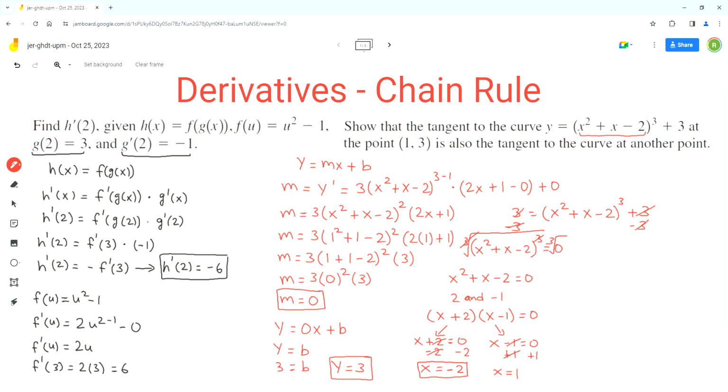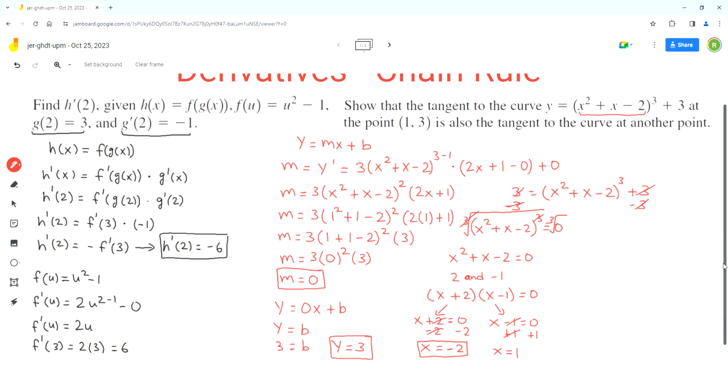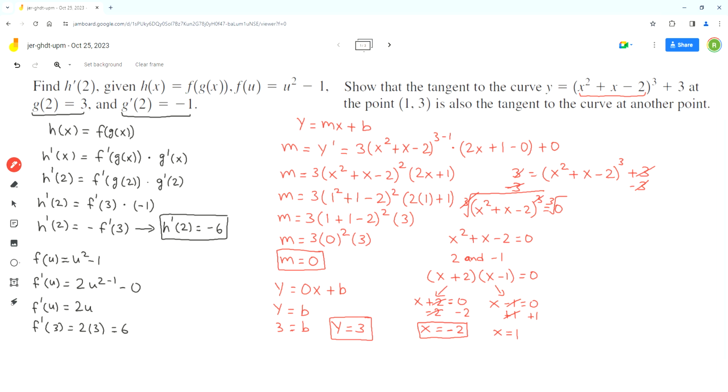So for that, we'll find the slope of the tangent line at x equals negative 2 using the expression for the slope of tangent we got from the derivative of the curve. And that expression was, so I'll write it here. So the expression for slope was m equals 3 times (x squared plus x minus 2) squared times (2x plus 1).